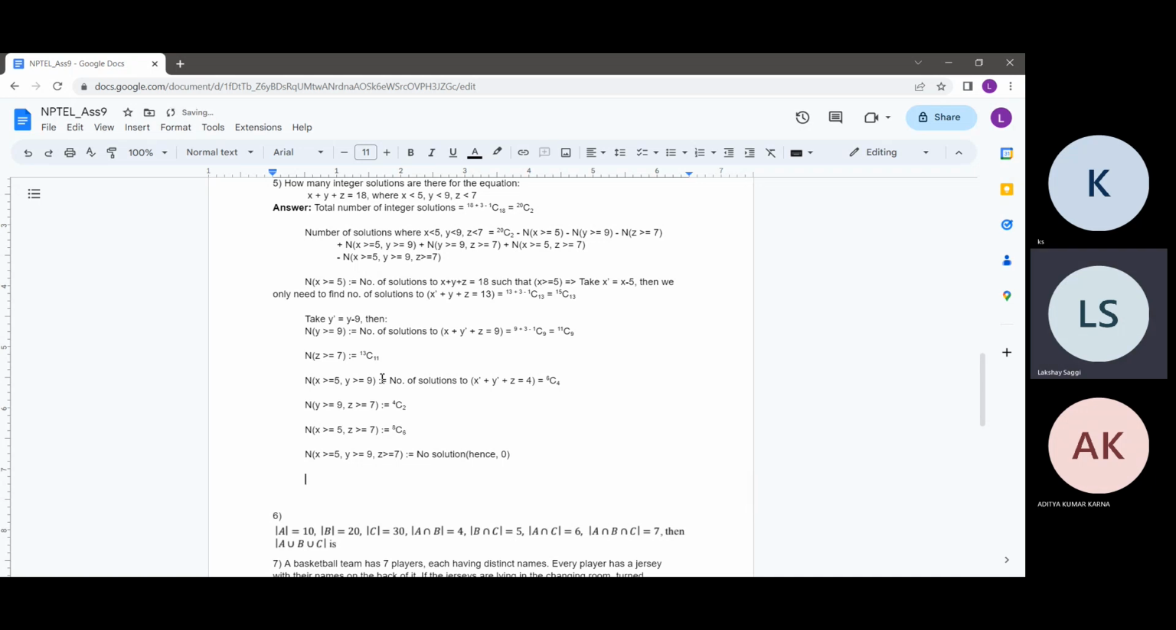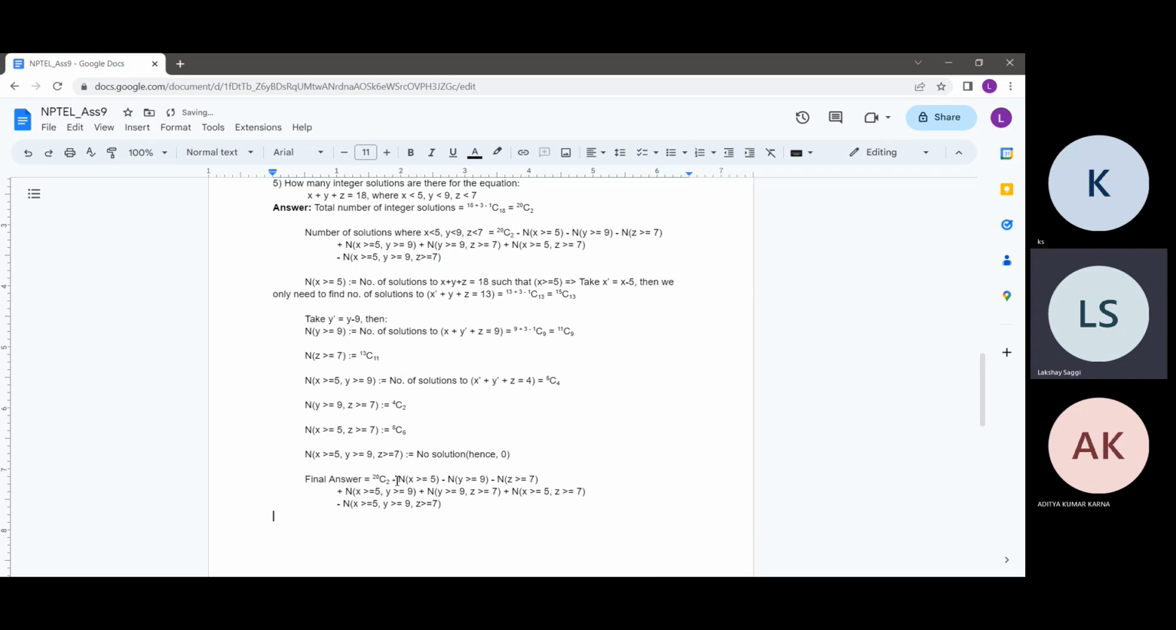So just calculating the answer now. The final answer is equal to, so in this formula, I'll just put down all of these values which I calculated. So it will be like 20C2. I'll just copy all of this formula and substitute the values one by one. So the formula was 20C2 minus n of x greater than or equal to 5. This I calculated as 15C13.